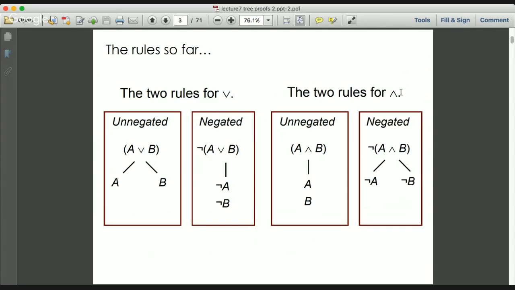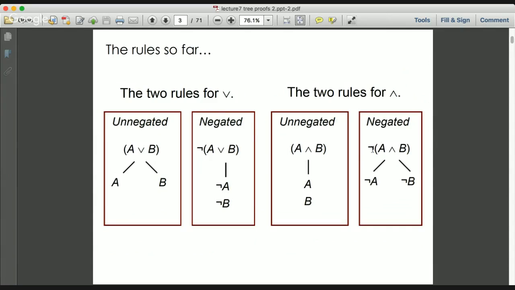And then the rules for conjunction are, like I said before, kind of like a mirror image of the rules for disjunction. So if conjunction is unnegated, if it says A and B, then it sounds fairly intuitive. I think we just have one branch underneath which we write both A and B.